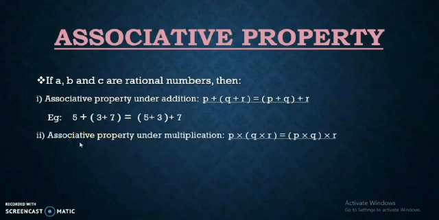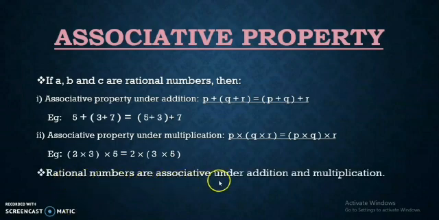Similarly, in the case of multiplication also, the changing of order of grouping does not change the result. For example, again, we have the same rational numbers on both the sides, which is 2, 3 and 5. We have changed the order of grouping, but on both the sides, we have 30 as the answer. The result is 30 for both the sides. In simple words, you can add or multiply rational numbers regardless of how they are grouped. Rational numbers are associative under addition and multiplication only, because in the case of subtraction and division, changing the order of grouping of rational numbers changes the result.